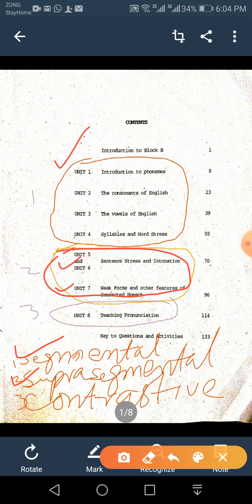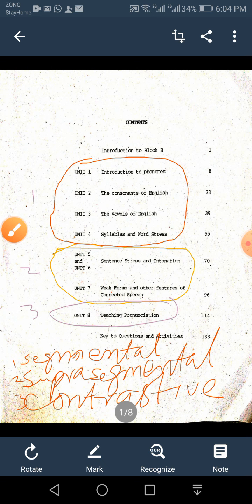Okay, and in the third part, the last unit number 8, we will be talking about teaching of pronunciation or contrastive phonology, as I have shown here. Contrastive phonology means that we are going to contrast sounds of English with sounds of Urdu. So two languages will be in contrast to each other. So this is how we are going to study this book.